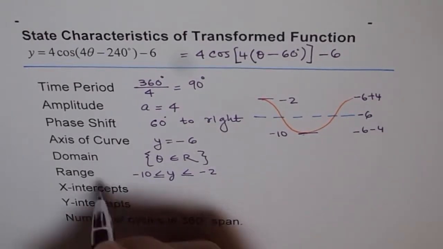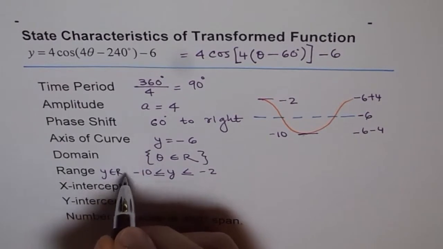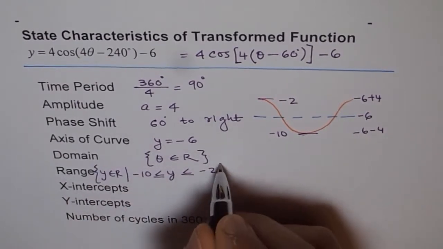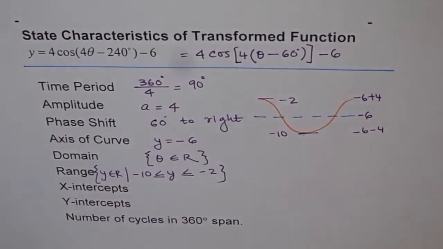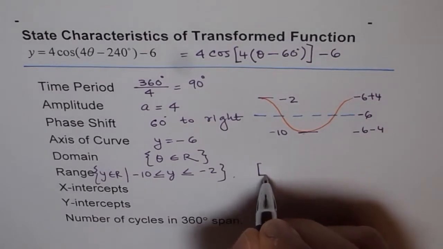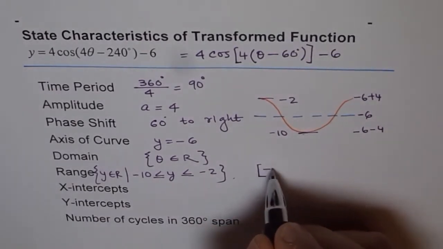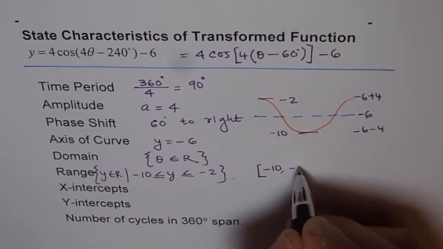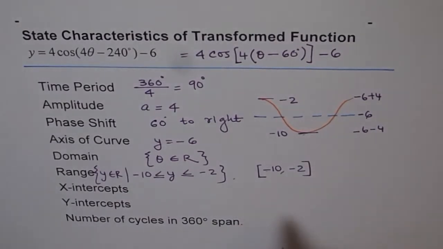I could have written here y belongs to real numbers, so that is the set notation in which we can write range, right? You could also write an interval notation like this, including the values, right? So from minus 10 to minus 2. That is also there.